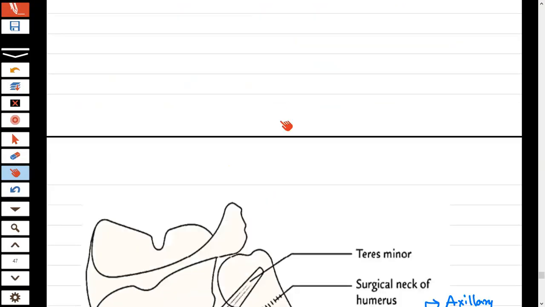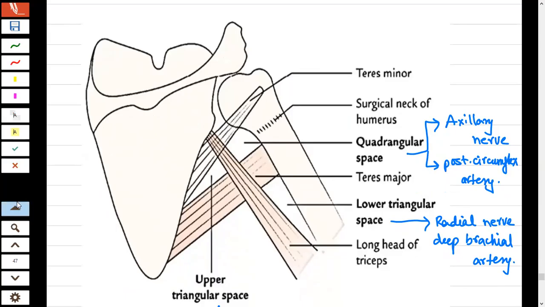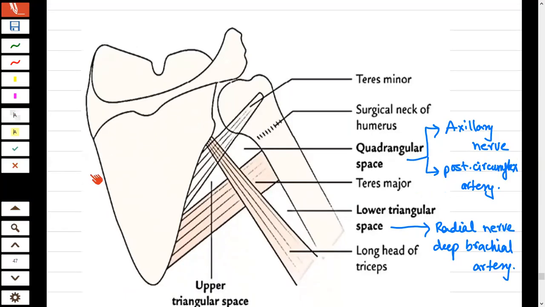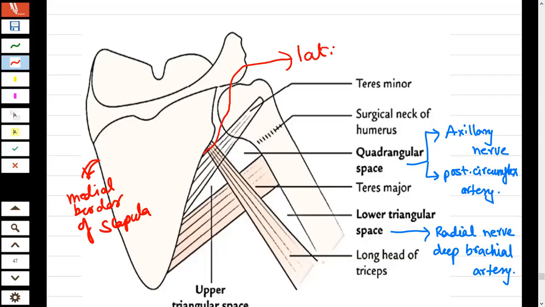Now one more thing which I want you to explain. Now see this one. Now tell me, all students, this is which border of the scapula bone? This is the medial border of the scapula bone. Okay. See here. This is the lateral border of the scapula bone.